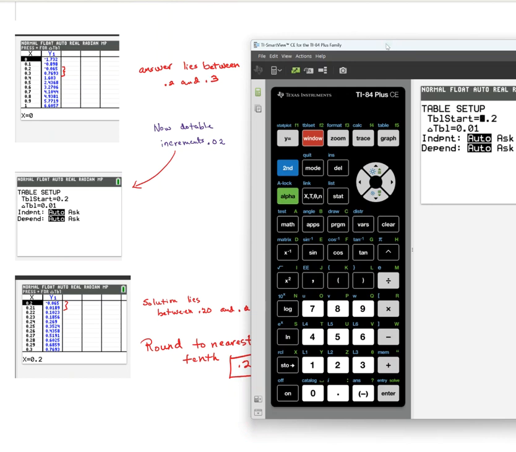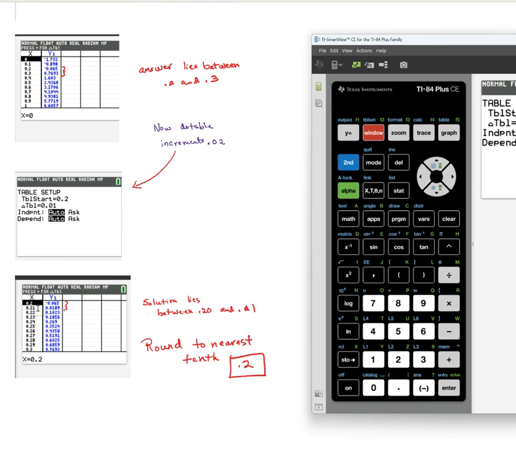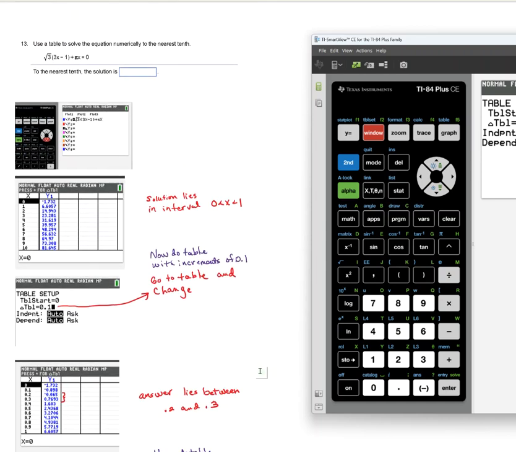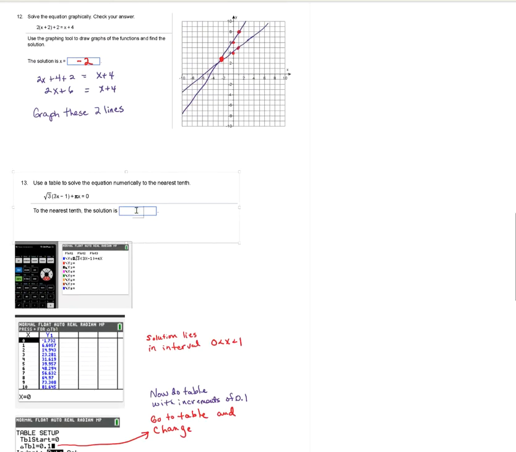When we come down again, we see that it changes between 0.20 and 0.21, but we're going to round to the nearest tenth. So you just need to do that many times and round to the nearest tenth, and 0.2 will be our answer there. Let's put it in the box. That one's a little tedious, but you can do it. Just follow along with those screenshots. That should do you.